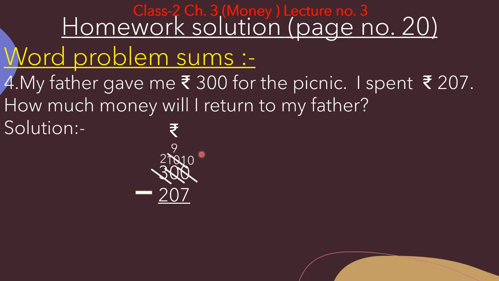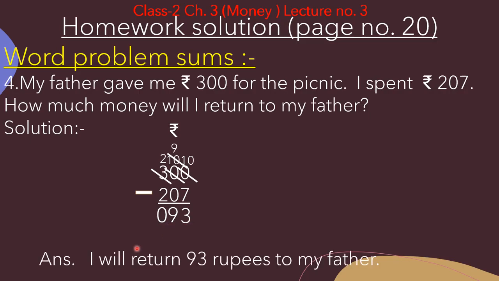Now we will subtract. So keep 10 in your mind and 7 on your fingers. Now we have to speak backward counting. 9, 8, 7, 6, 5, 4, 3. So here we will write 3. Now 9 minus 0, that is equal to 9. And 2 minus 2, that is equal to 0. It means I return 93 rupees to my father. Okay. So here we will write the answer. I will return 93 rupees to my father.